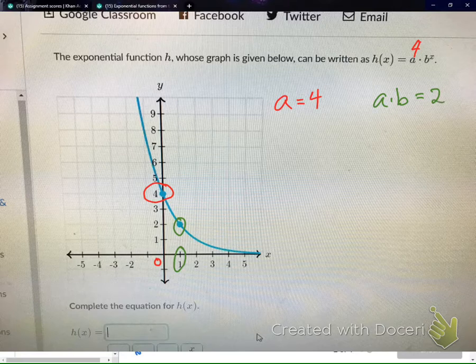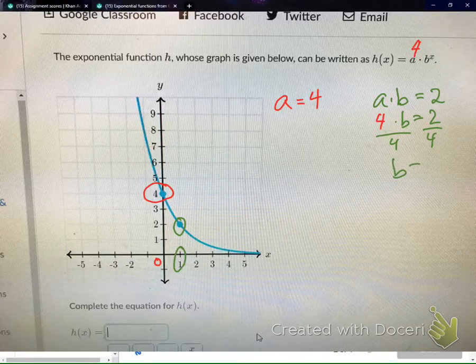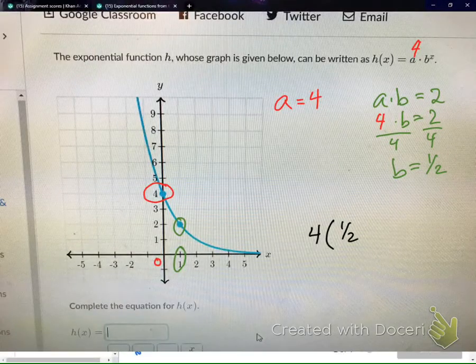Again, I see that my a value was 4 from what we decided at the start, so I know 4 multiplied by b is 2. So I know my b value in this case is 1/2. So my answer is going to be 4, and then 1/2 to the power of x.